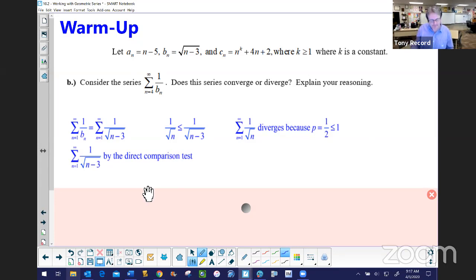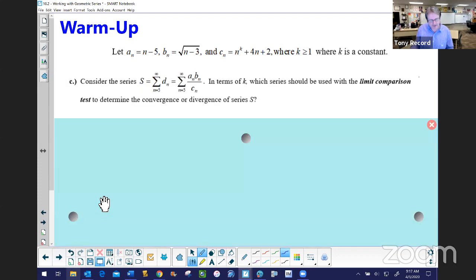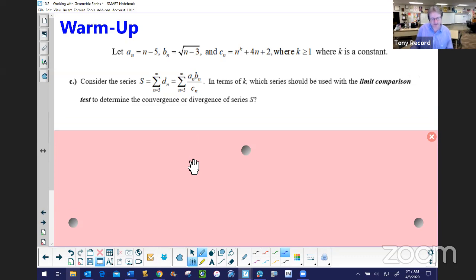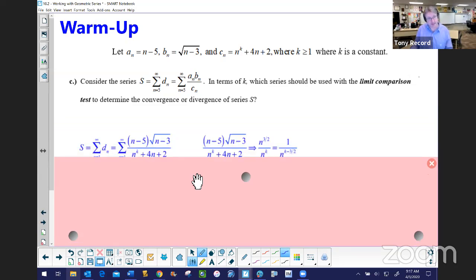All right, so looking at part C, consider another series S, the summation starting at 5 of d sub n. And to complicate things even more, let's throw every single nth term expression into this d sub n. So we have a times b all over c. In terms of k, which series should be used with the limit comparison test? Well, let's first of all assemble this series. So we have our a times our b on top and our c sub n expression on the bottom.